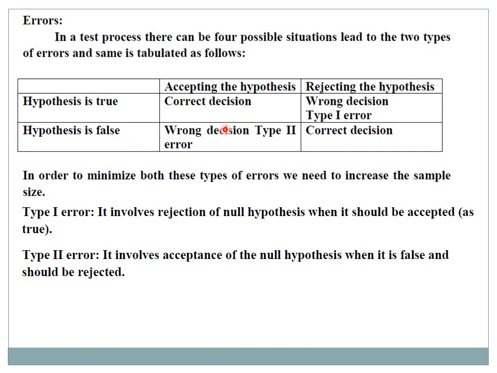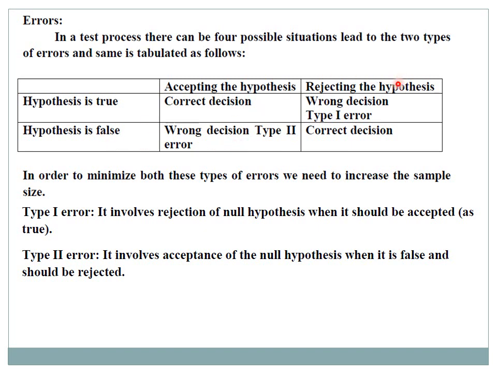Correct? As I said, a person is having coronavirus. That is my hypothesis. But when I conduct the experiment, I came to know that he is not having coronavirus. But what happens? His surrounding people, neighboring people, they will still assume that he is having coronavirus. That is your wrong assumption or wrong decision. That is my type 2 error. Correct?